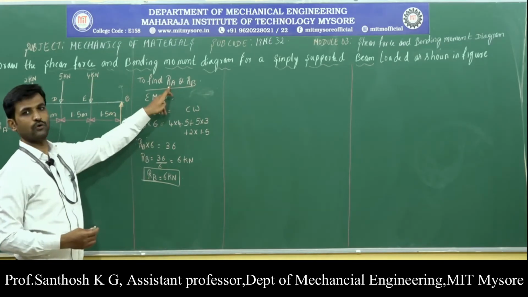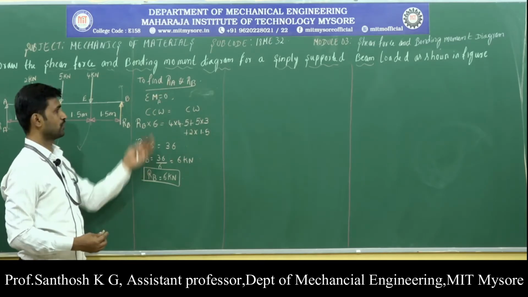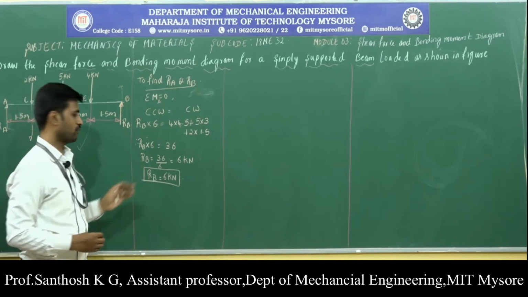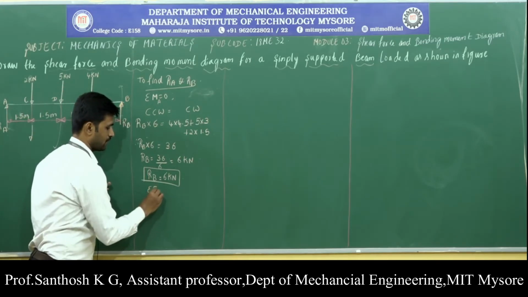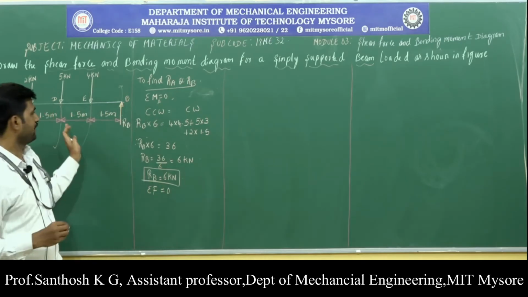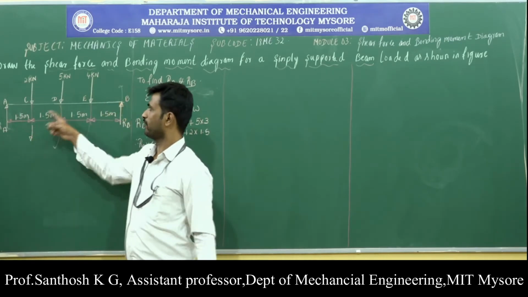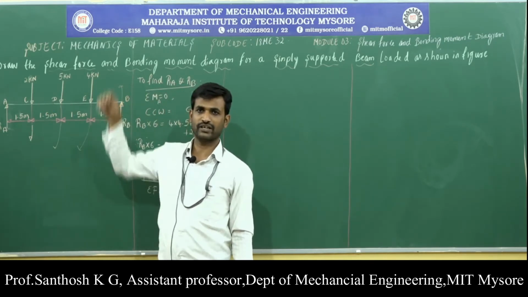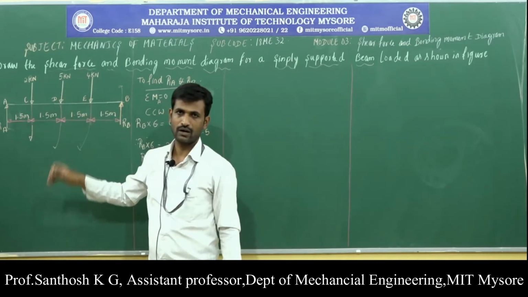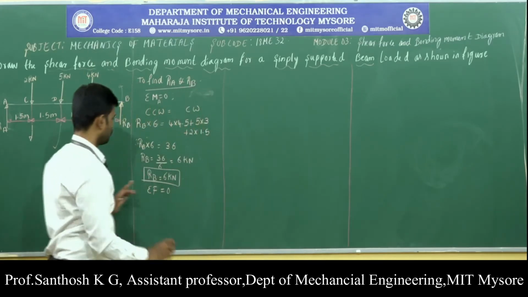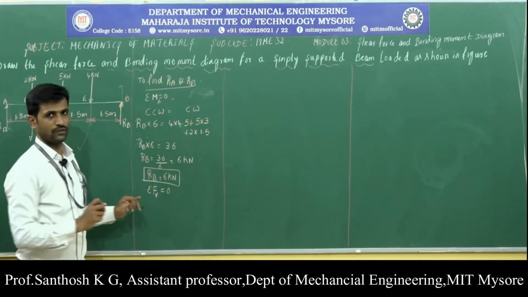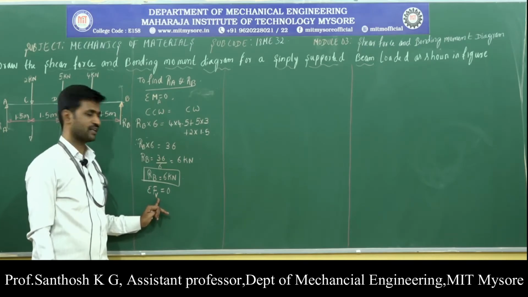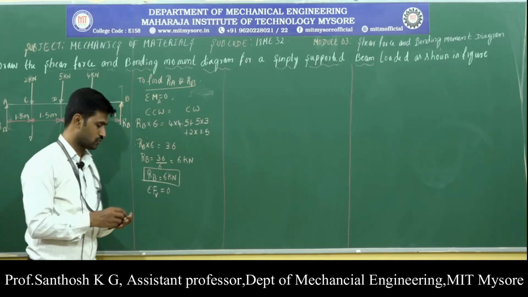So I got the value of one of the reactions, which is RB. Now I need to get one more reaction, which is RA. In order to find the value of RA, I will again make use of one more equilibrium condition, which is sigma F equals 0. If you observe the loads acting on this beam, all are acting in the vertical direction, either downward or upward. So I will add all the forces acting in the vertical direction, and the summation should be equal to 0.